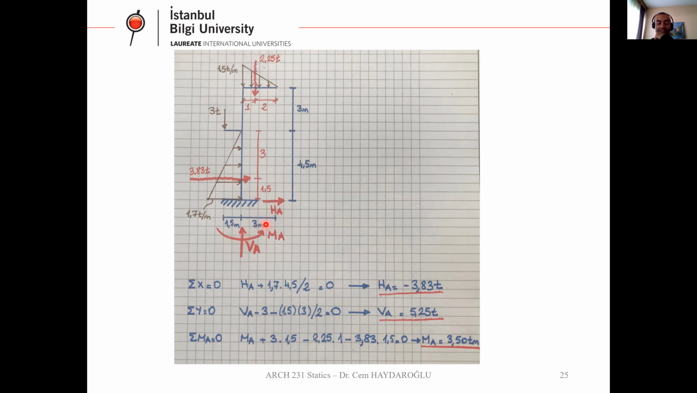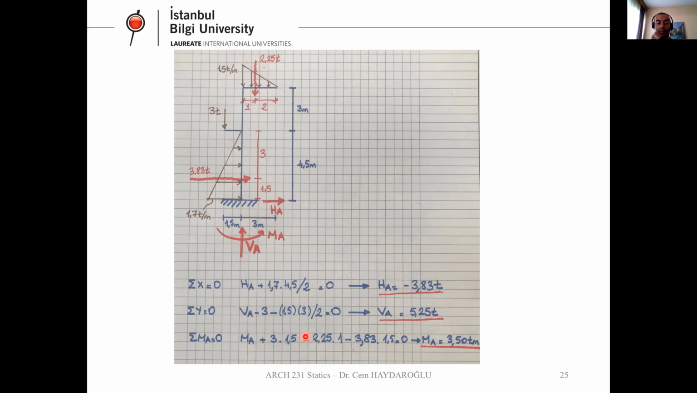I assume this direction is positive. And 3. This 3 is here, 3 times 1.5. It rotates the system in the positive direction. That's okay, this is positive. Minus here. I have this force, which rotates the system in the negative direction.